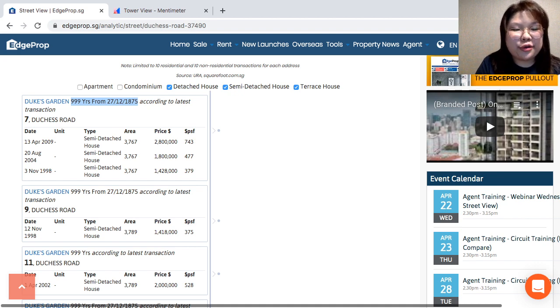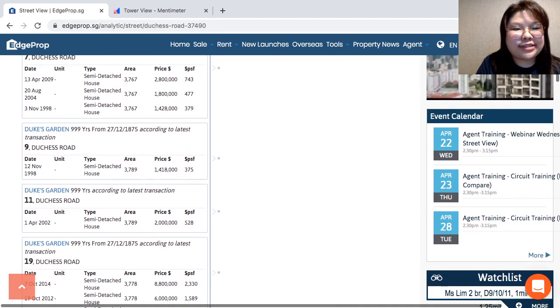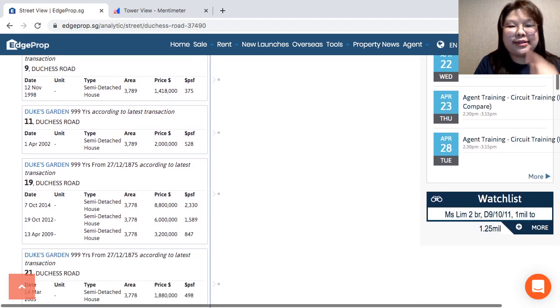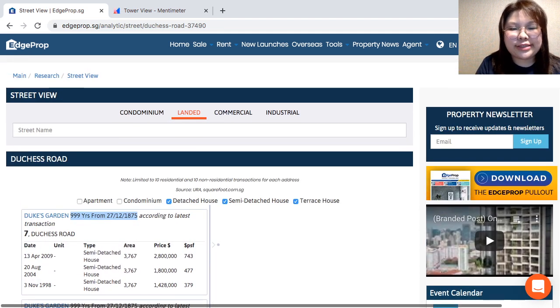If you look over here, we have 7, 9, 11, and you will notice that numbers 13, 15, and 17 have gone missing here. Why is that so? Same reason: full cash transactions before 95. These two would be the most common reasons why a unit is not showing up here. So this is just Street View, very, very simple.